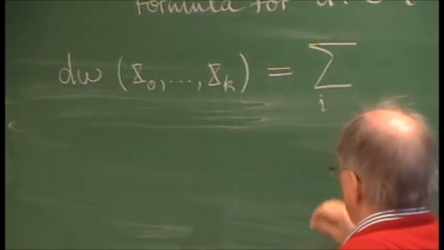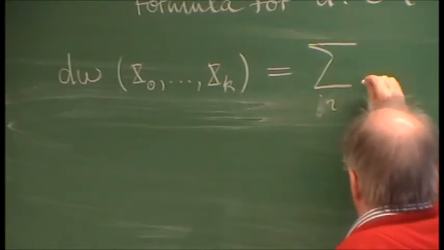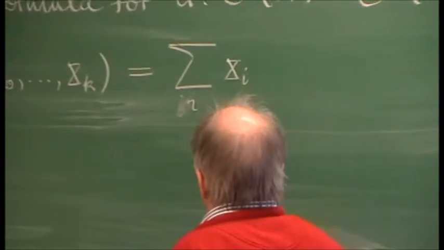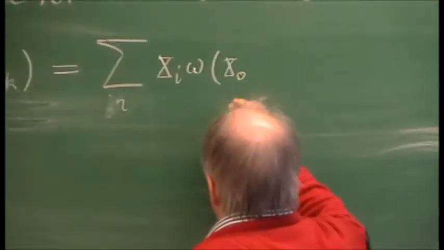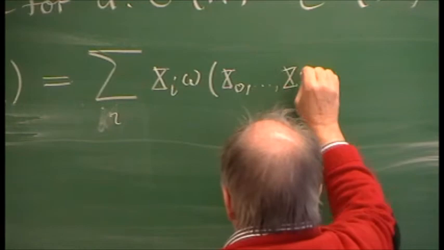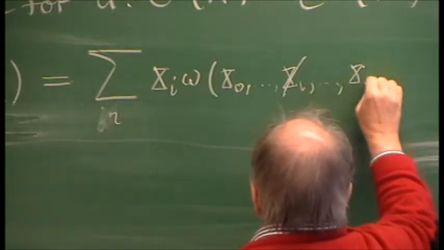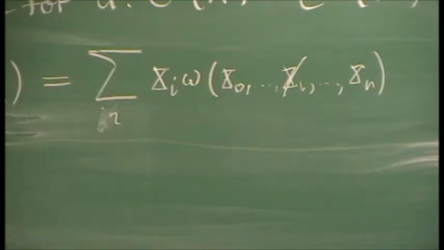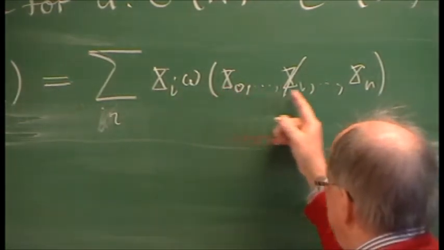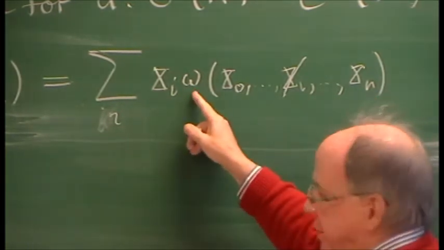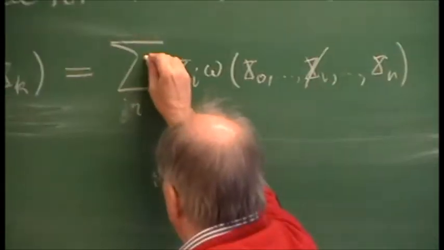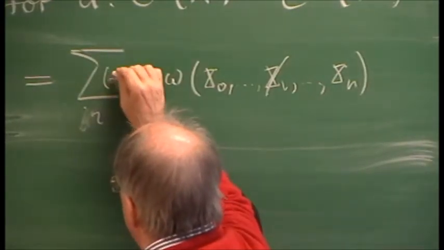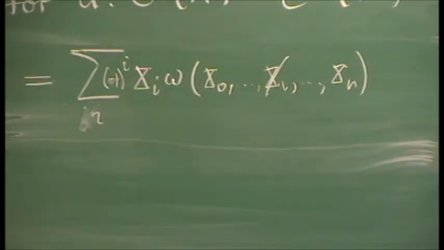over all possible i's here, of X_i applied to omega of X_0, and when you throw out X_i and have X_n, this would be wonderful. You throw out X_i and you evaluate omega on these things, but then evaluate X_i on these things. This would be a beautiful formula. This formula is, of course, completely wrong. But the first thing you notice, it should be alternating for some reason. So this is the correct sign. This I happen to know.